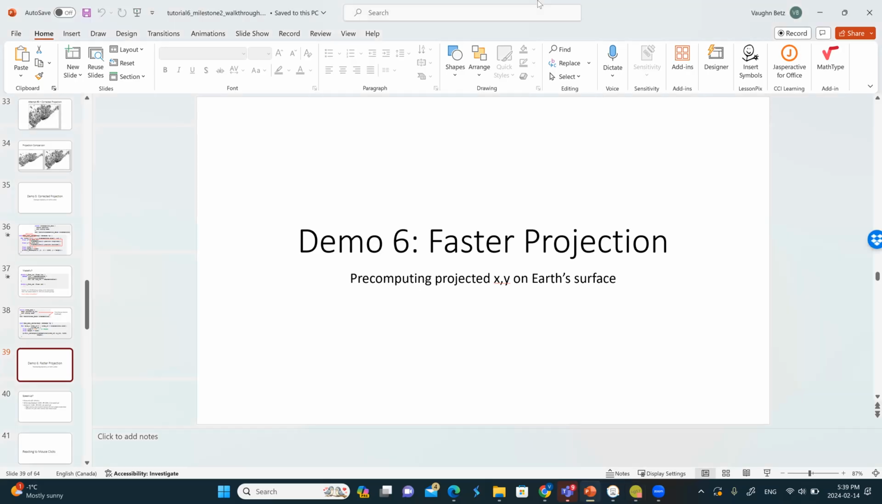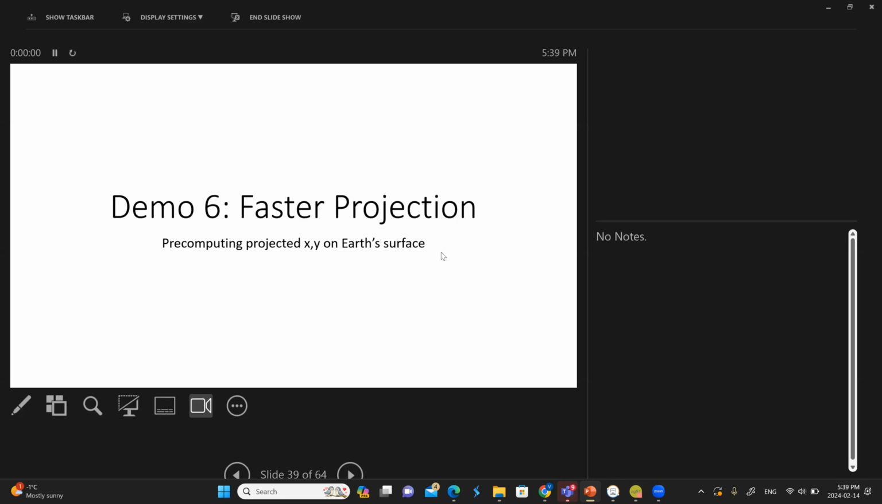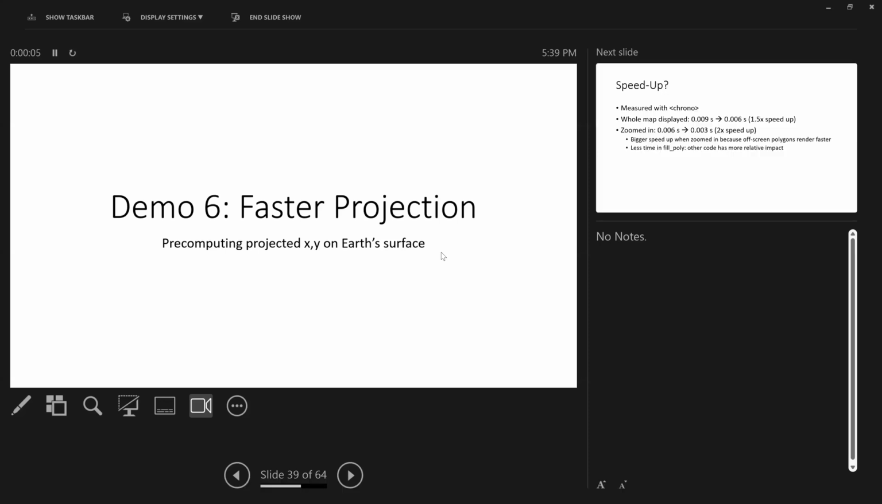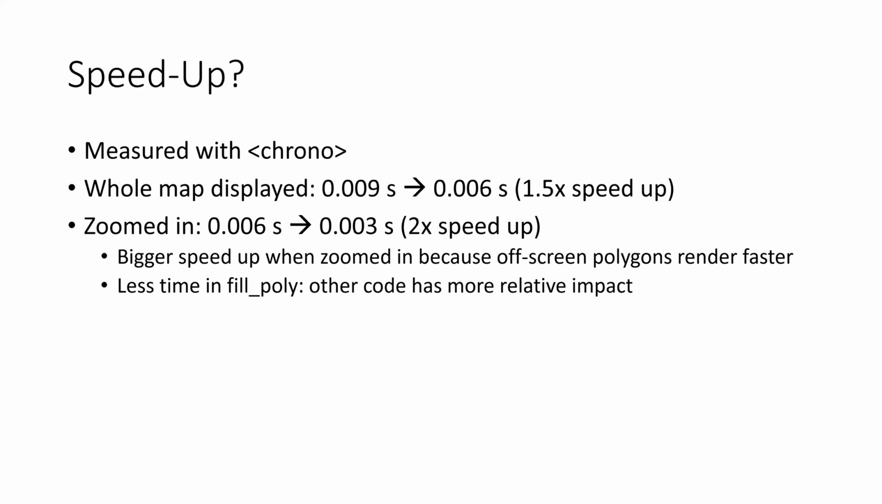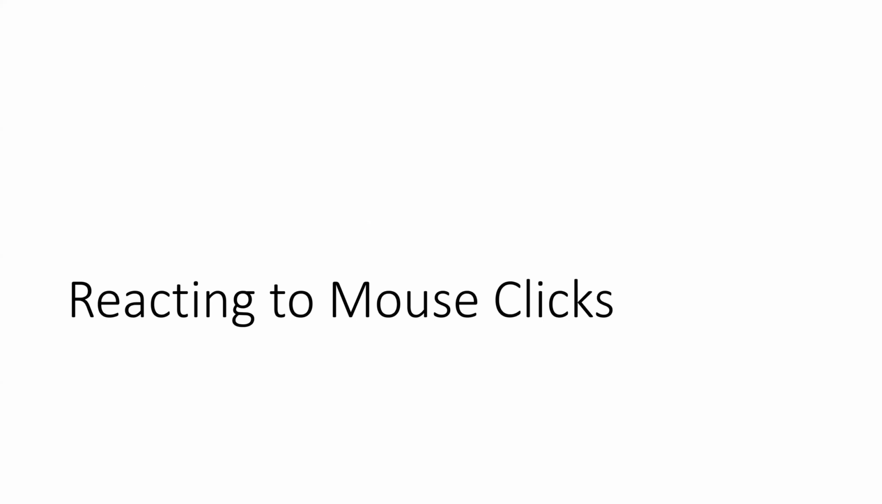Okay, so let's go back here, make sure I'm recording again. And yeah, this is basically just summarizing. I did some of these measurements offline to make sure that what I was saying would be true, but we got about a 1.5x speed up when the whole map was displayed. And when we're zoomed in and there's less actual drawing going on, more just throwing things away, it's about a 2x speed up. So yeah, it's worth preloading things.